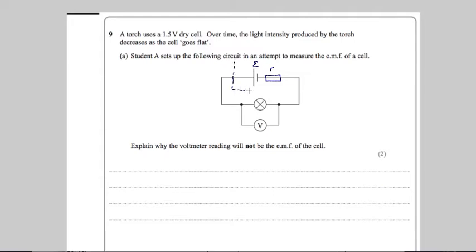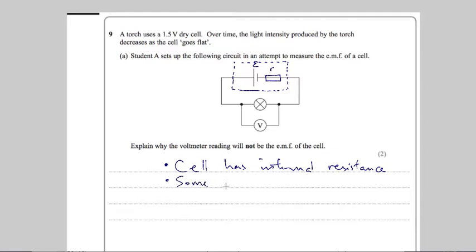The cell is going to be a pure source of voltage, which we call the EMF, in series with an internal resistance. So we will say something like, for 2 marks, first of all, the cell has internal resistance, and it's crucial that you mention the phrase internal resistance. For the second mark, well, what are the consequences of that? The consequences are that some voltage is dropped by this internal resistance.